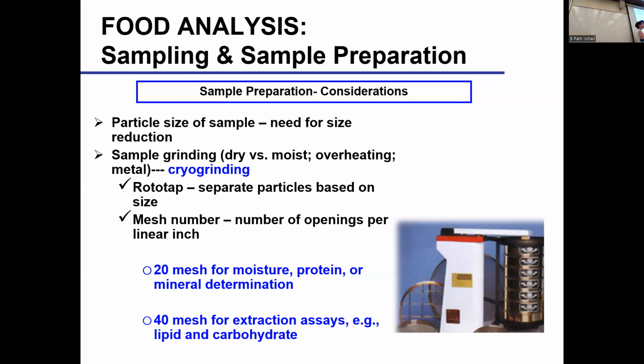Or sometimes you want them even smaller, at 40 mesh, and this is mainly for extraction procedures. So if you are extracting for fat content, to determine fat, you definitely need smaller particle size, larger surface area. And if you're running experiments to extract fiber or extract proteins, you really want to get as small a particle size as possible. For moisture content, or if you're not extracting or measuring protein, or measuring ash content, for example, 20 mesh is sufficient.